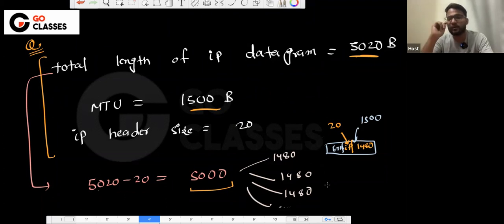Okay, now just think about it. Does each fragment have to have its own TCP header also? No, right? Why? Because these fragments are routing in between the routers. At the end they will reach the destination, and at the router we do not even have the transport layer, right? We only work with the network layer.